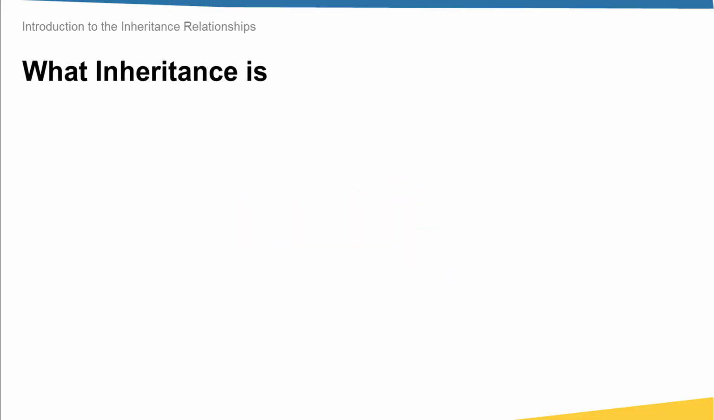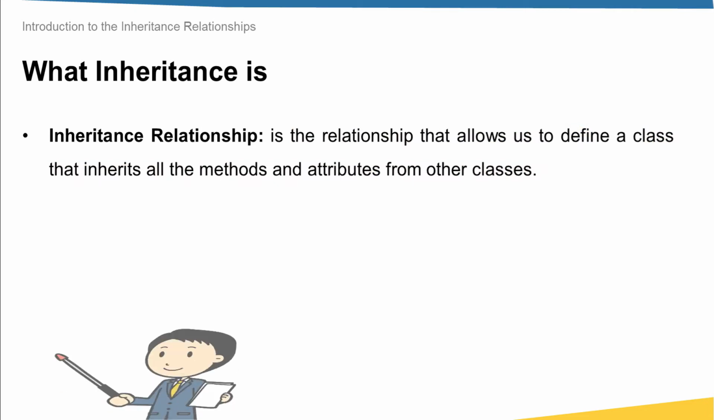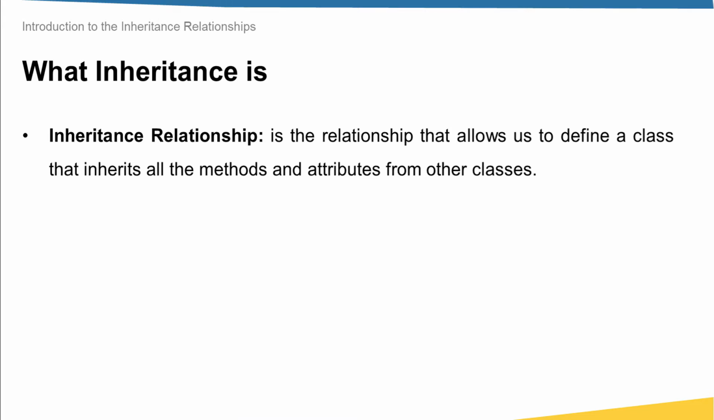So what's inheritance? If I want to define this relationship, simply I say it's the relationship that allows us to define a class that inherits all the methods and attributes from other classes. To understand this concept properly, first of all, I want to share with you some concepts before I share a real example to understand what I mean exactly by inheritance in the context of programming.